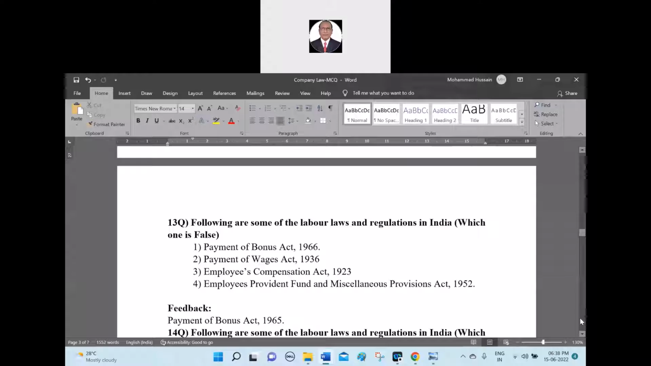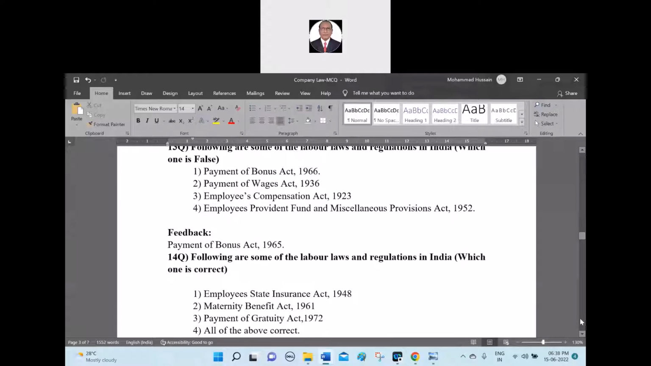So which is false? Even though the Payment of Bonus Act is there, the first one, sir, with 1966, I wrote, but it should be 1965. Hence the answer, which is not connected or false, is Payment of Bonus Act 1966. The feedback is that it should be 1965. Such type of question can also be asked in the examination.